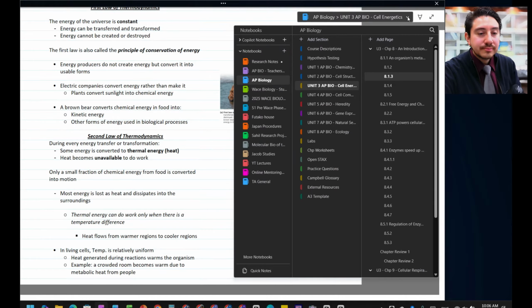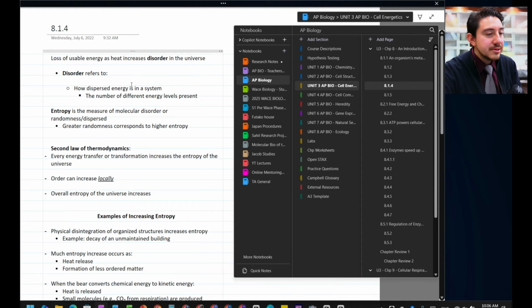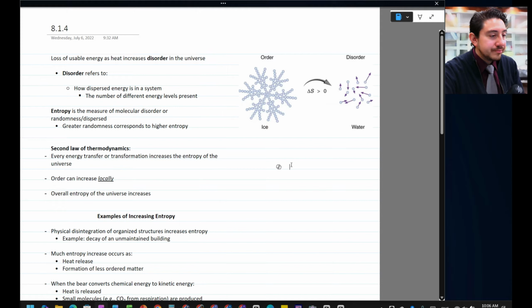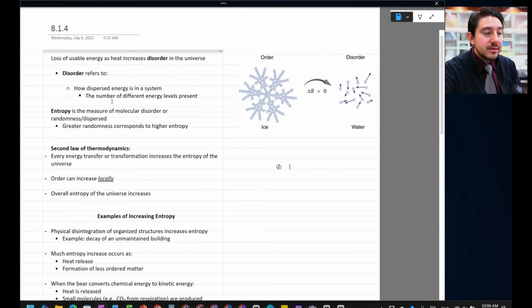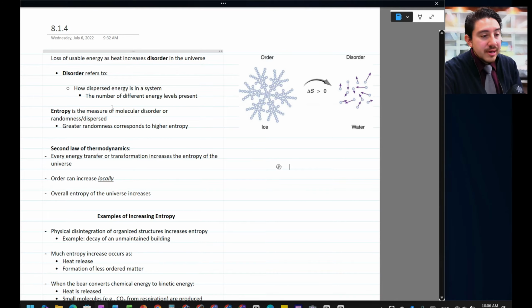Okay, continue on. Loss of usable energy as heat increases disorder in the universe. So what do you mean? What does disorder refer to in physics? It's dispersed energy in a system, heat that is dissipating into the environment.